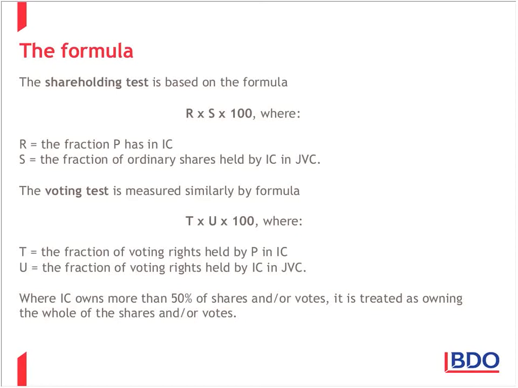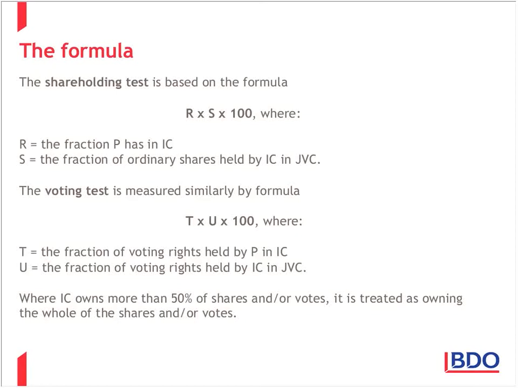And the voting test is measured by the formula T multiplied by U multiplied by 100, where T is the fraction of the voting rights held by the employee or office holder in the investing company, and U being the fraction of the voting rights held by the investing company in the JV. So when you multiply the 2 together, you kind of get the indirect interest. So those of you who like formula will be loving these tests. A very important point to note is that there is an assumption where the investing company owns more than 50% of the shares and or votes in the trading company, it's treated as owning the whole of the shares.